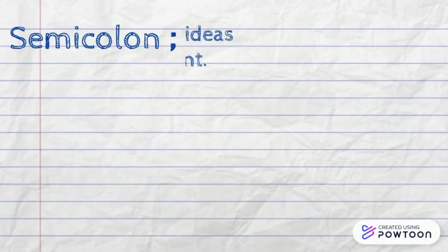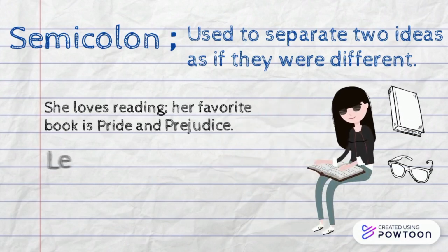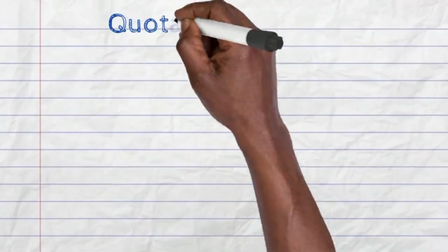Semicolon. The semicolon is used to separate two ideas as if they were different sentences. In both English and Spanish, the semicolon is used to separate sentences that are closely related. She loves reading; her favorite book is Pride and Prejudice.